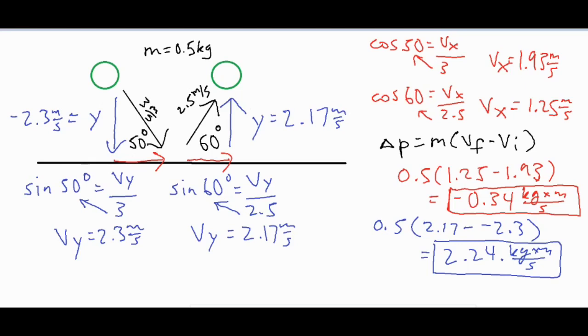So when working on a problem like this, you want to make sure you draw your triangles, get your vertical and horizontal components by using a little bit of trig, and then from there, just making sure you use your momentum formula, delta P equals m times delta v, the vf minus vi, and then you can get your impulse in both axes.